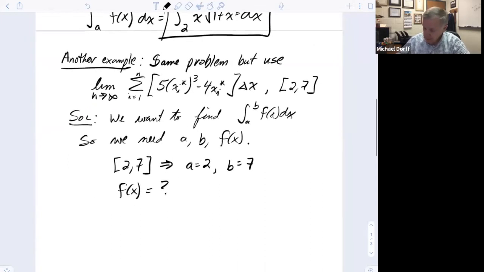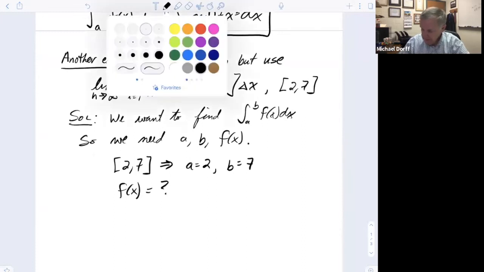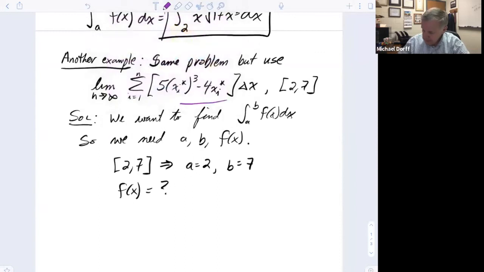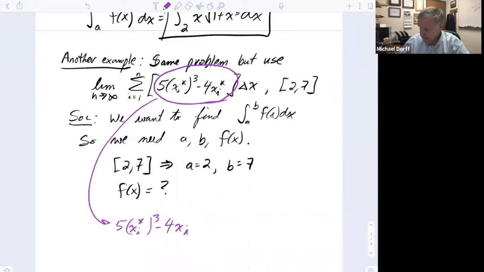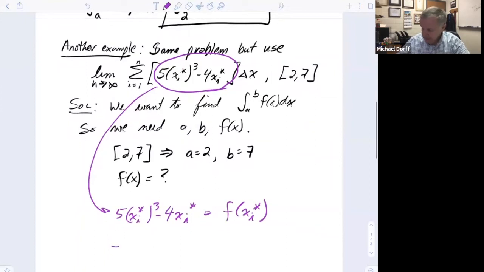All right, well, I know that here, this part here, 5 x of I star cubed minus 4 times x of I star, that's going to be f of x of I star, because that comes from comparing the limits, just like we did in the previous problem. And so that's going to suggest to me that f of x is 5x cubed minus 4x.